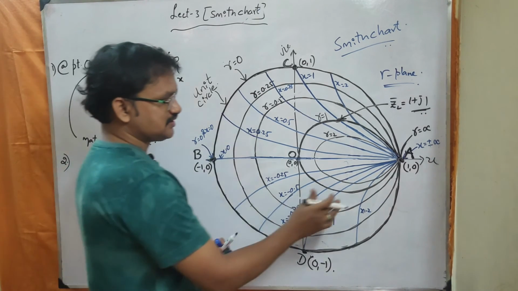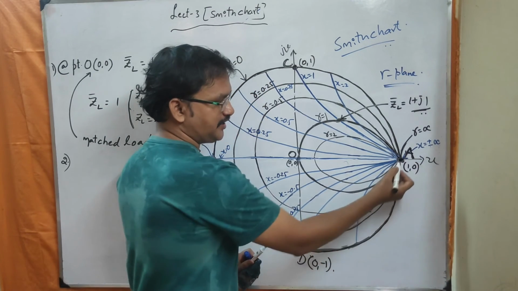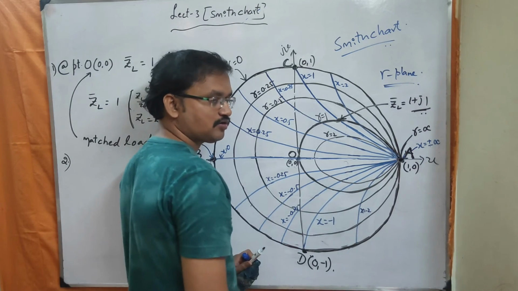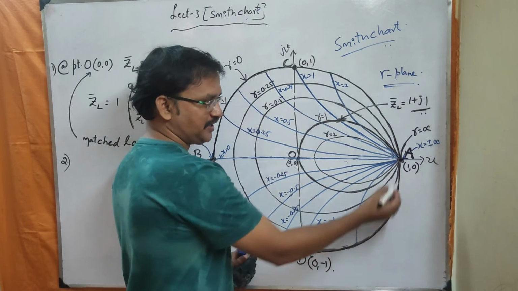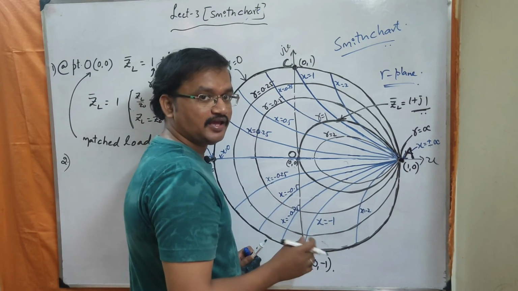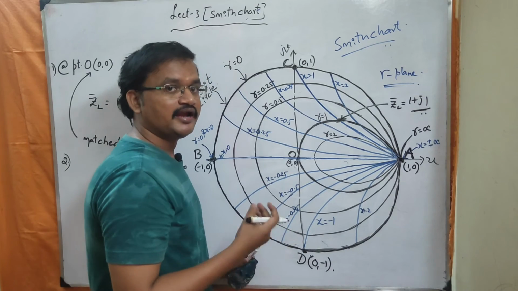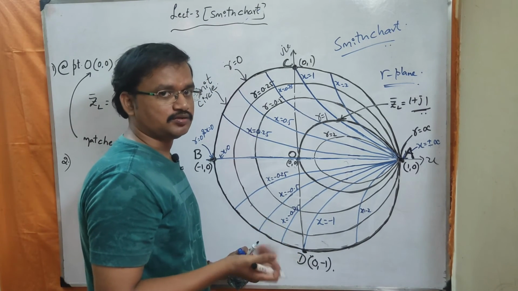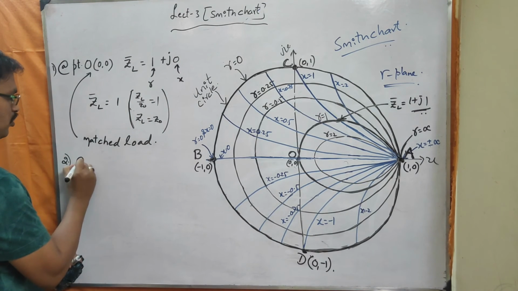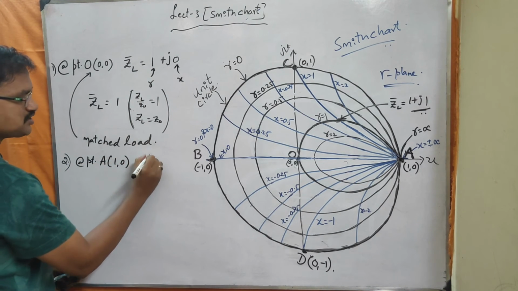Okay. So let us consider this point A of 1, 0. At this point, the resistance value is infinity and reactance value is also equal to what? Plus or minus infinity. That means the load impedance seen at this location will be infinite. So if the load impedance is infinite, it represents what? It represents open circuit. Yes or no? Okay. So this point 1, 0.